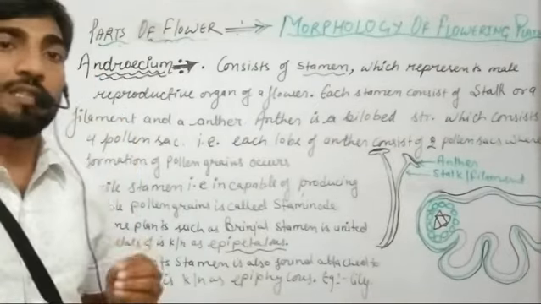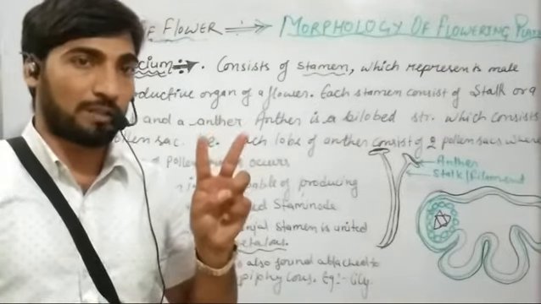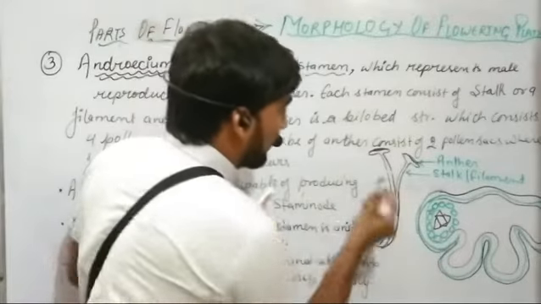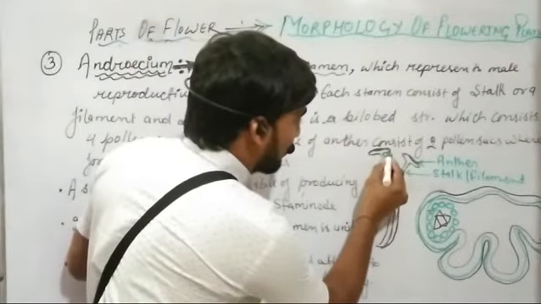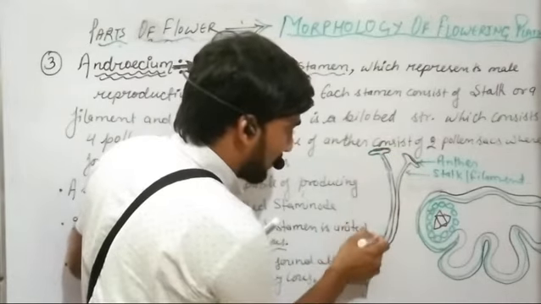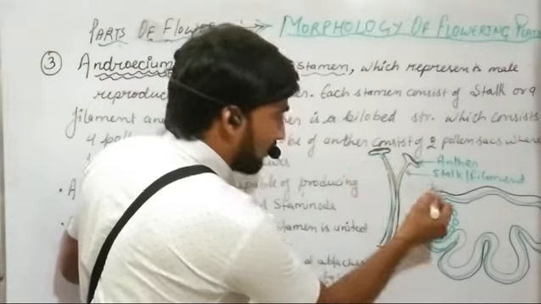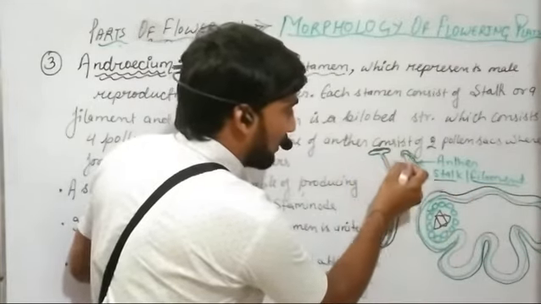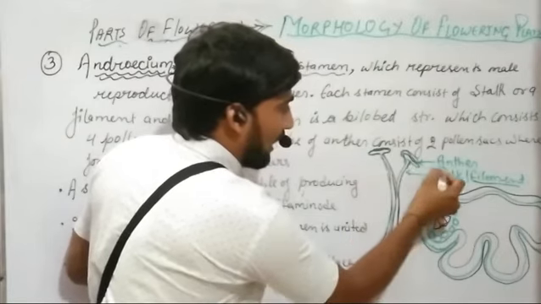Usually each stamen consists of two different parts. That is a swollen top, you are seeing this structure, that is known as anther, and a stalk-like structure. Here it is, the stalk-like structure, that is known as stalk or filament, whereas this swollen top is known as the anther.